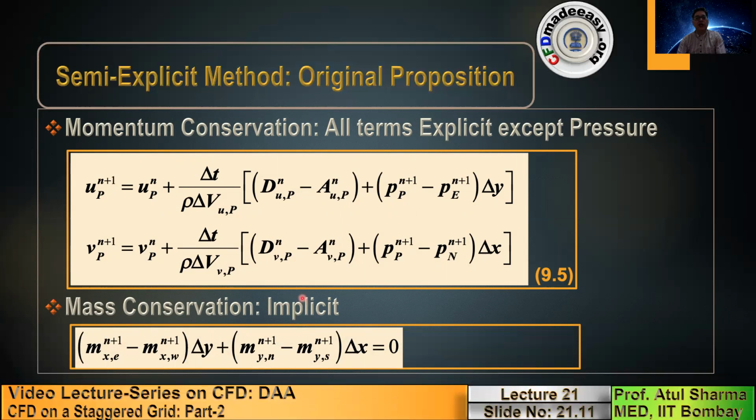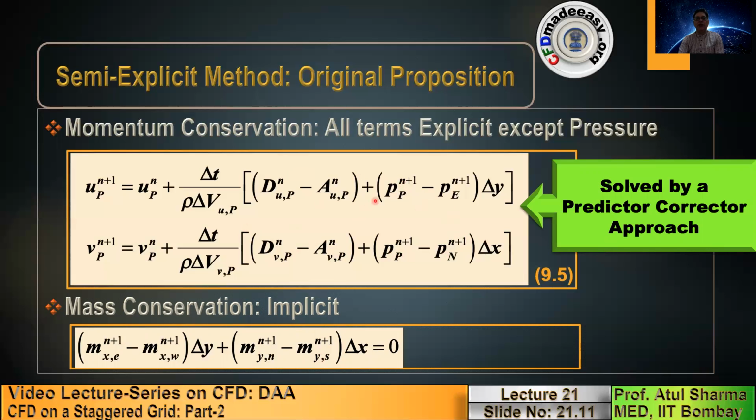And as I had mentioned earlier, in mass conservation we do not have any explicit approach, because while applying the mass conservation, whatever velocities we have obtained from the momentum conservation have to necessarily obey the mass conservation. So we always need to take mass conservation as implicit, because this is like the final test which decides whether a velocity field is correct or not. So we always need to take the mass conservation equation, the algebraic equation, as implicit.